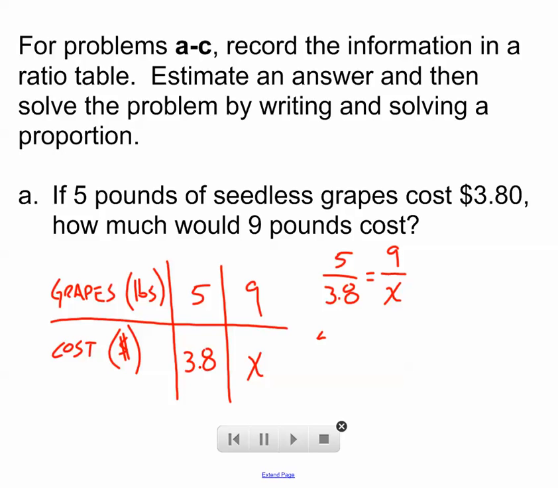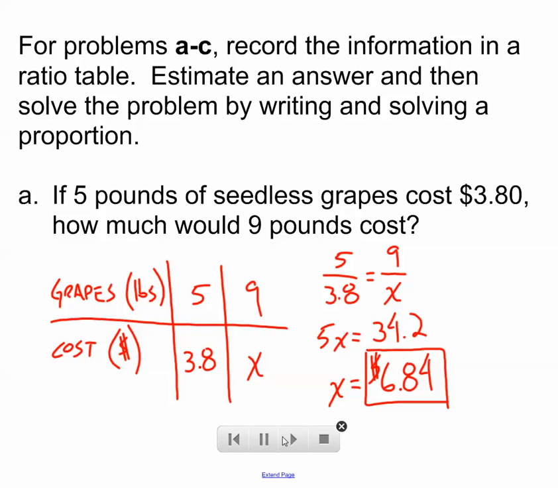And here we go. We're going to use cross products here. 5 times x equals 3.8 times 9. And we'll divide both sides by 5. $6.84. So my estimate was less than 8. Yeah, it's less than 8. It's greater than 3.80, obviously, because 9 pounds is going to cost more. There we go. I think the whole thing with the estimating is, is your answer going to make sense at the end?